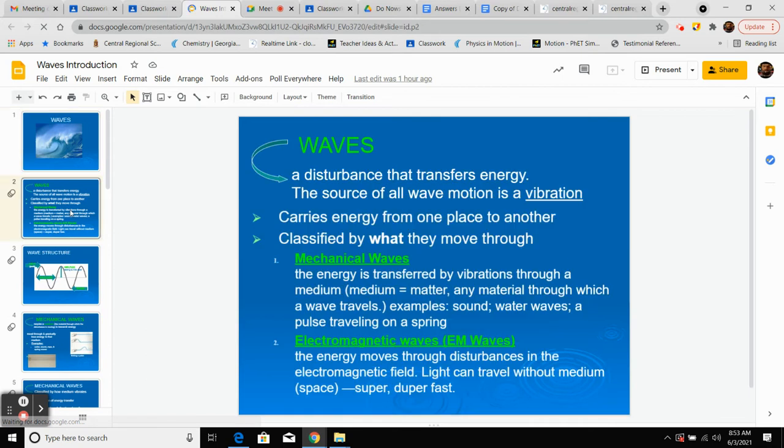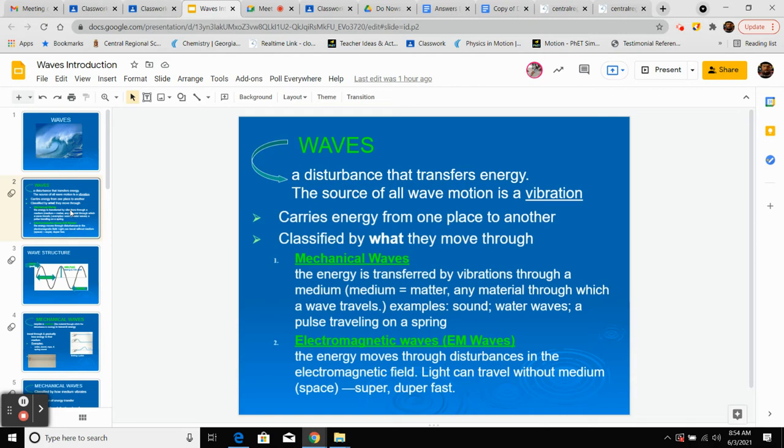All right, so waves are disturbances that transfer energy. The source of all wave motion is vibration. They carry energy from one place to another. They don't transport matter. So let's say a particle out of my mouth when I'm talking, it's a sound wave, right? That single particle doesn't go all the way from my mouth to your ear. What happens is it hits into another particle and they collide and basically ricochet down a line, almost like dominoes, if you would, to whatever source we're talking about.